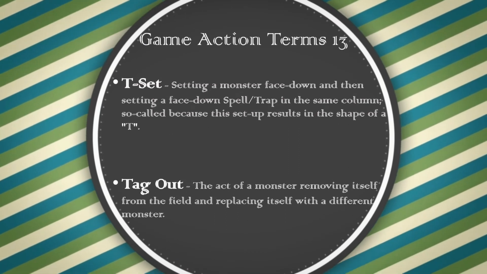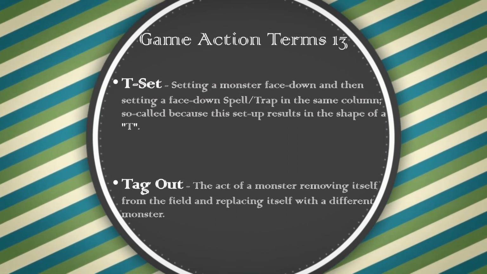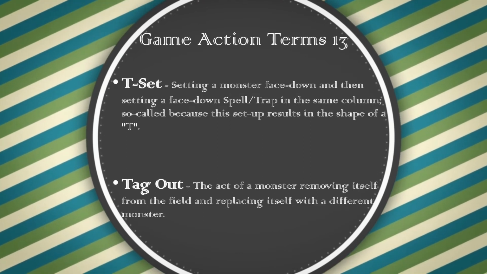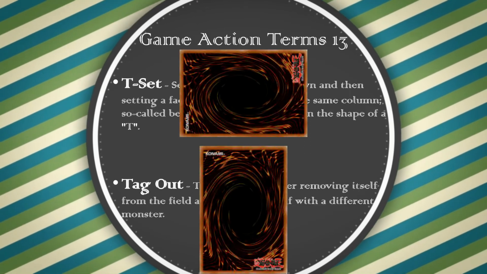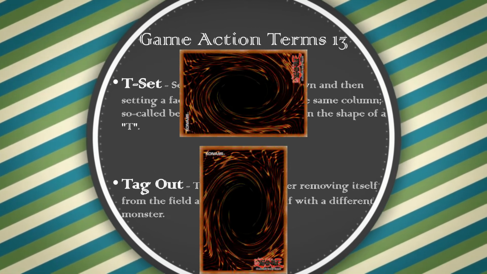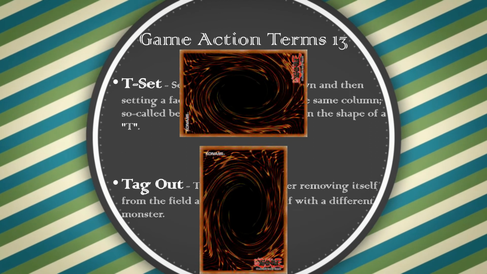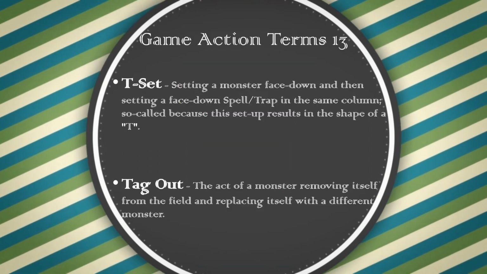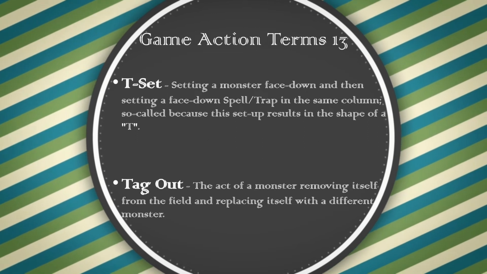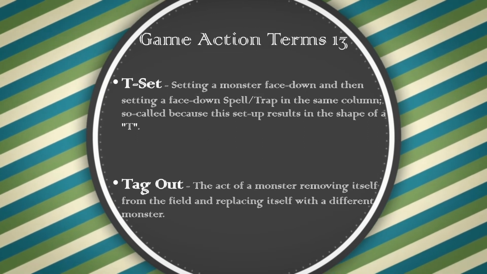T-set. Setting a monster face down and then setting a face down spell or trap in the same column. So called because this setup results in the shape of a T. T-setting was very prominent in the early days of Yu-Gi-Oh! In today's game, not so much due to the accelerated pace of the game. Tag out. The act of a monster removing itself from the field and replacing itself with a different monster.